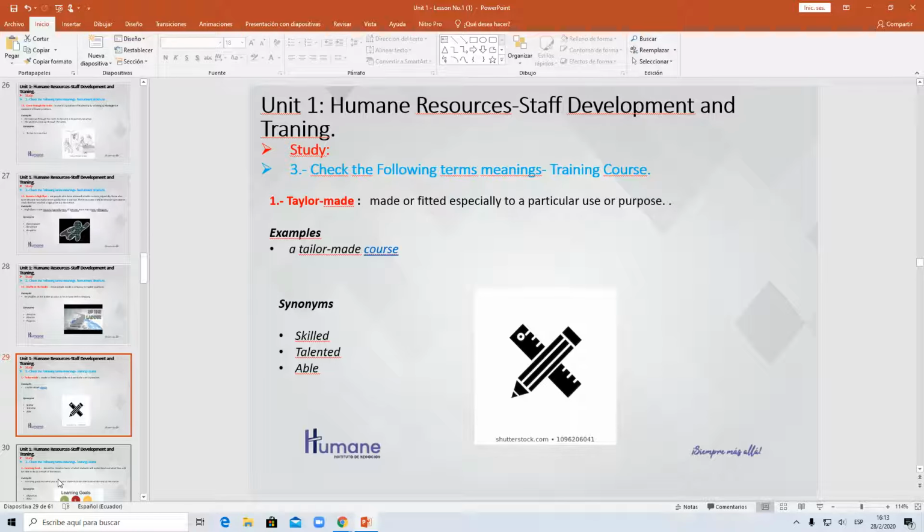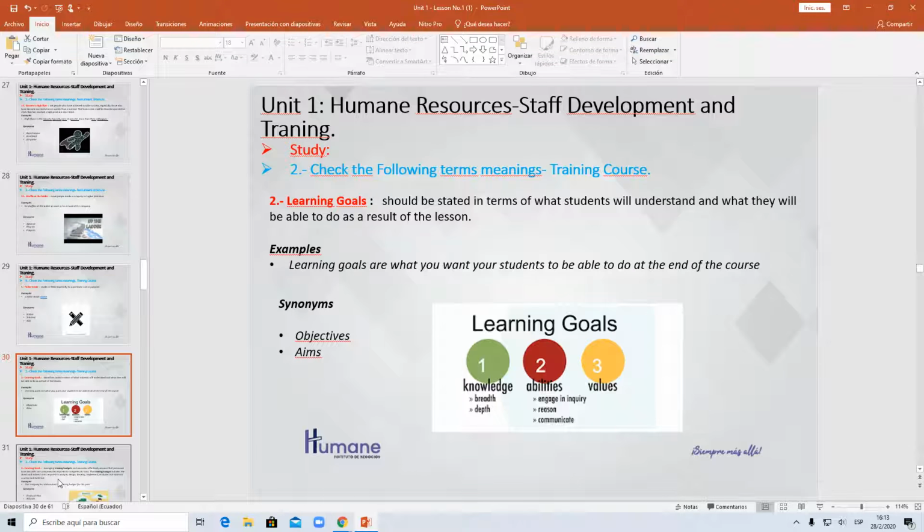Okay? Then we have another expression, learning goals. They should be stated in terms of what the students will understand and what they will be able to do as a result of the lesson. Learning goals are what you want your students to be able to do at the end of the course. Synonyms for learning goals could be objectives and aims. Learning goals are related to your knowledge, your abilities, and your values. Okay?